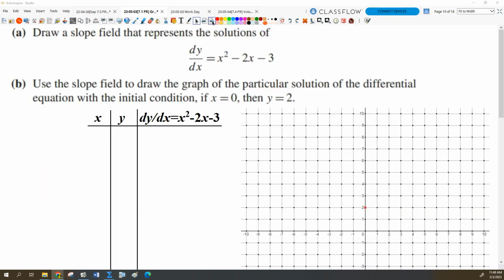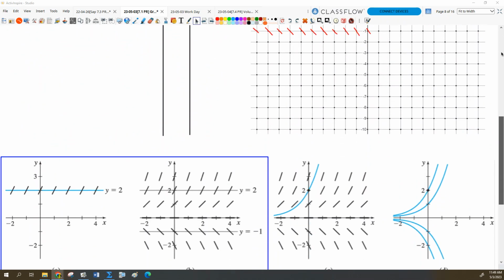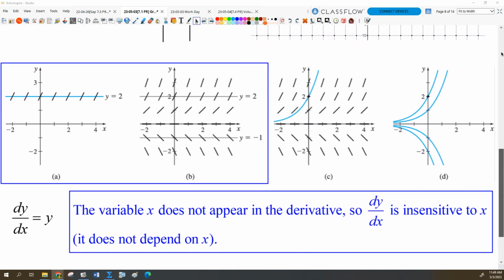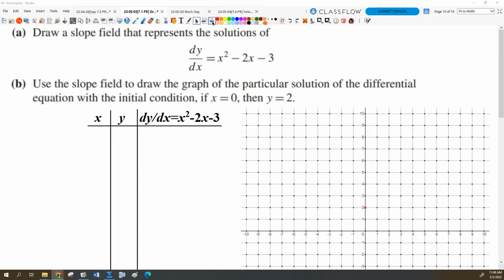So we could look at another. Oh, I guess maybe there might have been one more thing at the bottom of this. Oh, yeah. Okay. So you notice here, and I already alluded to this, but because the variable x does not appear in the derivative, dy/dx is insensitive to x. It doesn't depend on x. And so if we look at horizontal rows of our slope field, the slopes stay the same because x is not a part of the derivative function.